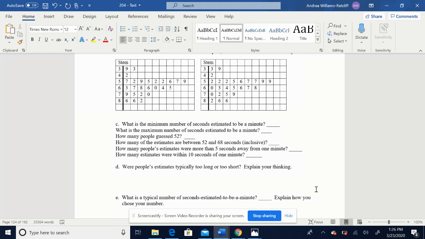And it asks us, what is the minimum number of seconds estimated to be a minute? That would be 33, okay? What's the maximum number of seconds estimated? That would be 86, okay? Very easy to see from my stem and leaf plot.